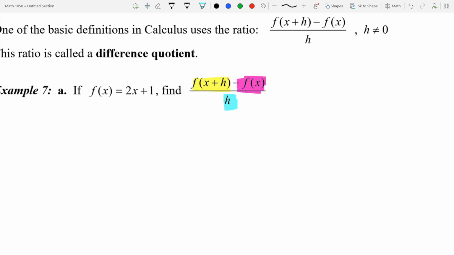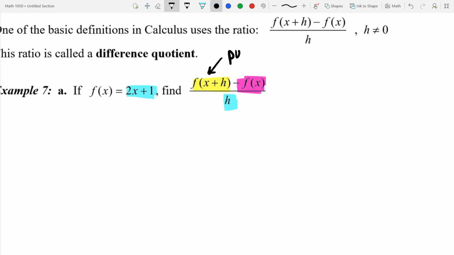This is a concept that people get confused on a lot, okay? The reason people get confused is because they don't understand what those three pieces mean, okay? So everybody draw an arrow right there. What does that mean? It means f of x plus h. Wherever I see an x, put in x plus h, okay?